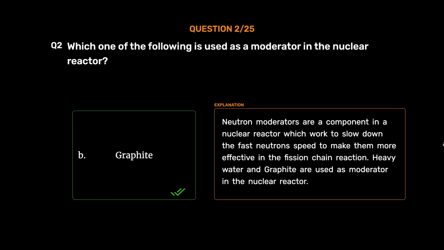Graphite. Neutron moderators are a component in a nuclear reactor which work to slow down the fast neutron speed to make them more effective in the fission chain reaction. Heavy water and graphite are used as moderator in the nuclear reactor.